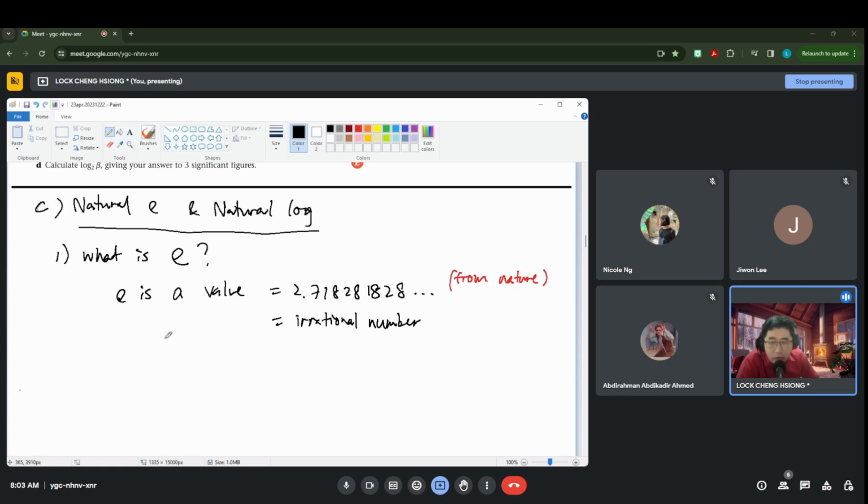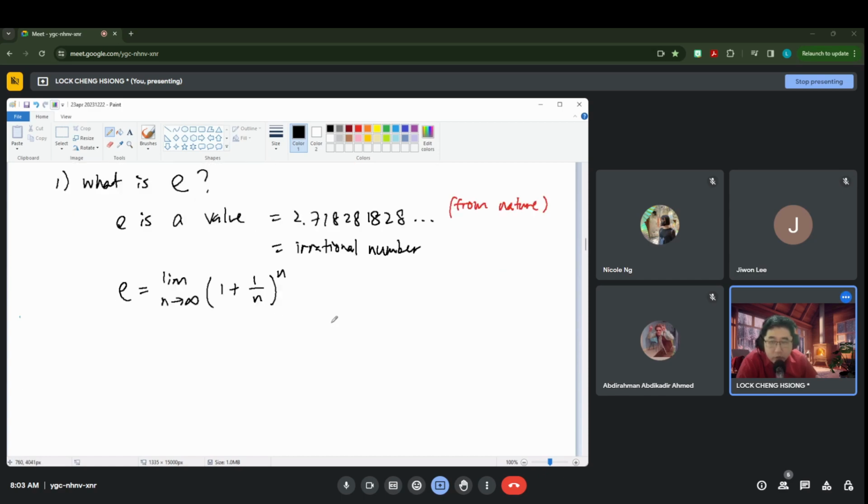So how do we actually get this number? E is defined as (1 plus 1 over n) to the power of n, sorry, I'm missing the limit, as n goes to infinity. The value E is defined in this way: E is the limit as n goes to infinity of (1 plus 1 over n) to the power n.